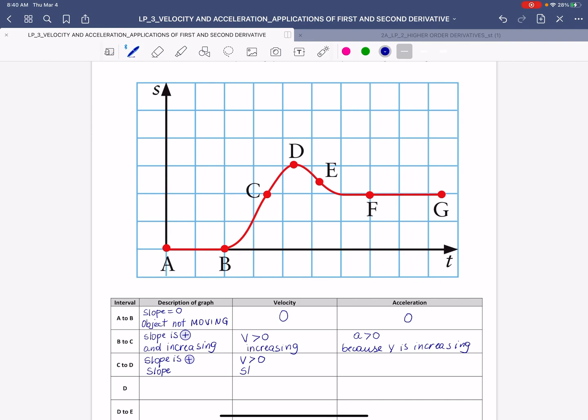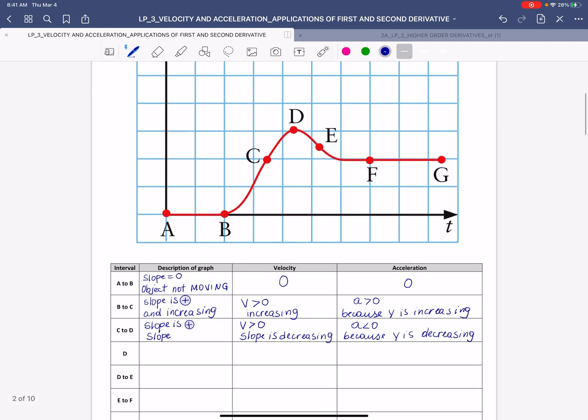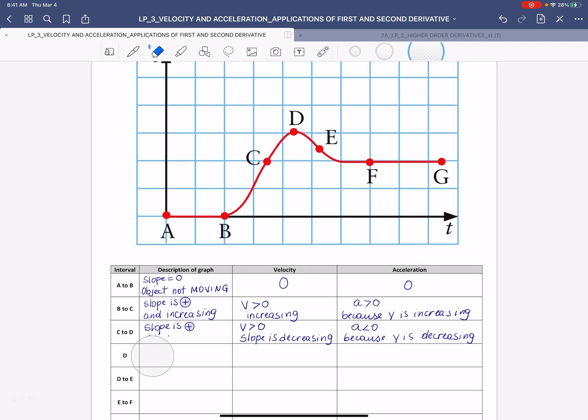So I'm going to write it here a bit. Which means that velocity is decreasing. And the decreasing velocity means that the rate of change of velocity, or we should say acceleration, is negative. So even though the velocity is positive, the acceleration is decreasing. Okay, and that's very important to point out.